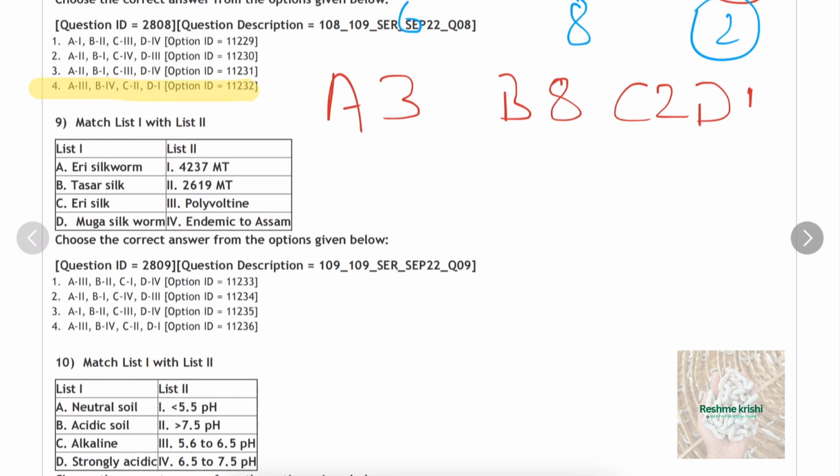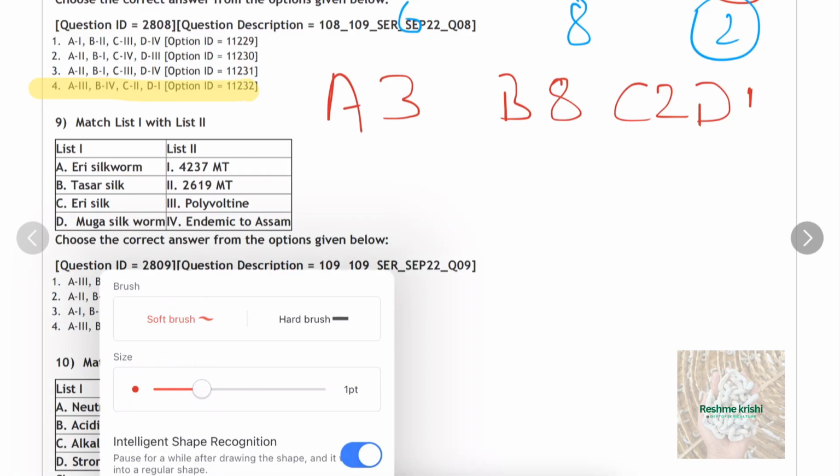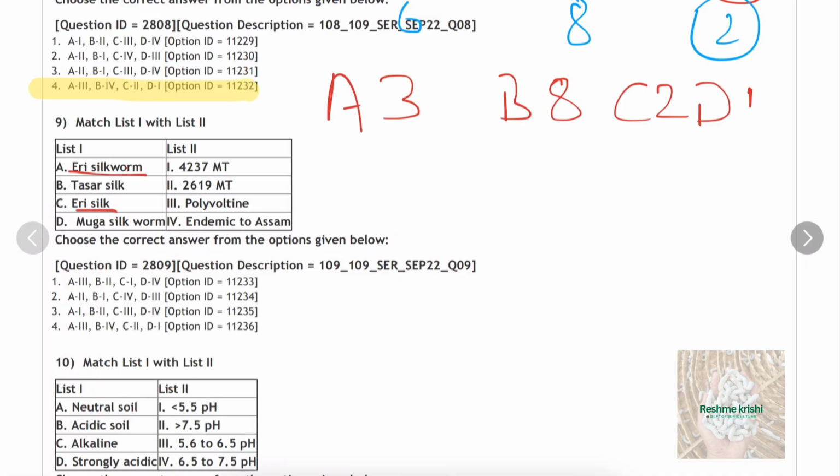Okay, again, match the following. Eri silkworm, tussar silk, eri silk, Muga silkworm. See, there is a difference between eri silkworm and eri silk, right? Eri silkworm is polyvoltine. So A is polyvoltine, A3. Tussar silk: here we need to see what the production is, that is what they have asked. Now if you don't know anything, just see: Muga silkworm is endemic to Assam. We all know that, right? D4. So if you see A3 and D4, where are they present? A3 and D4 are present here.